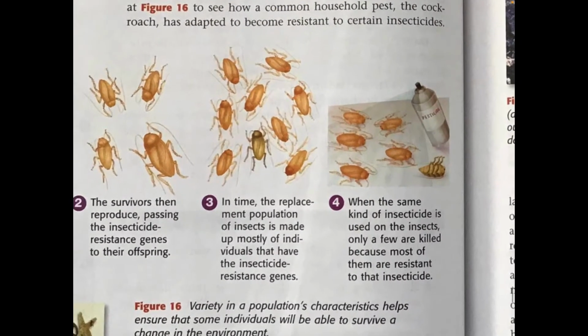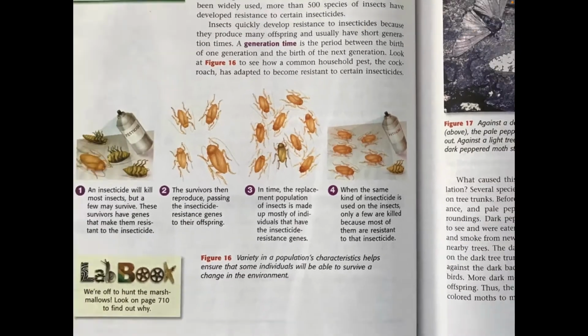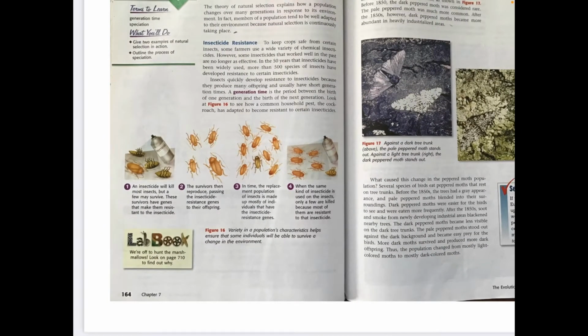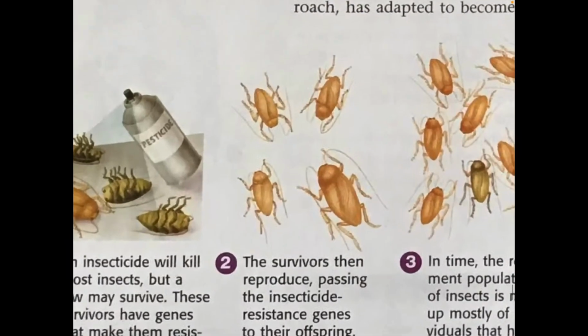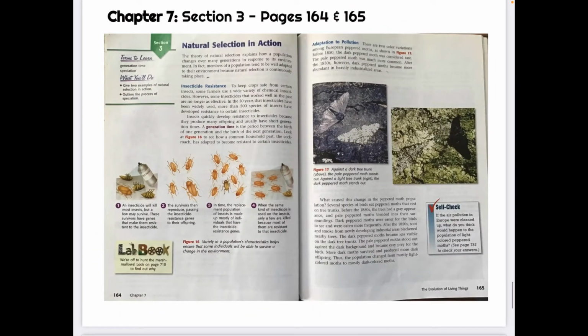Section 3 applies the idea of Section 2 and shows us that having tons of babies, like insects, and short generation times quadruples the chance that you will have that lucky mutation to help you survive, in this case, a poison, an insecticide, a pesticide.